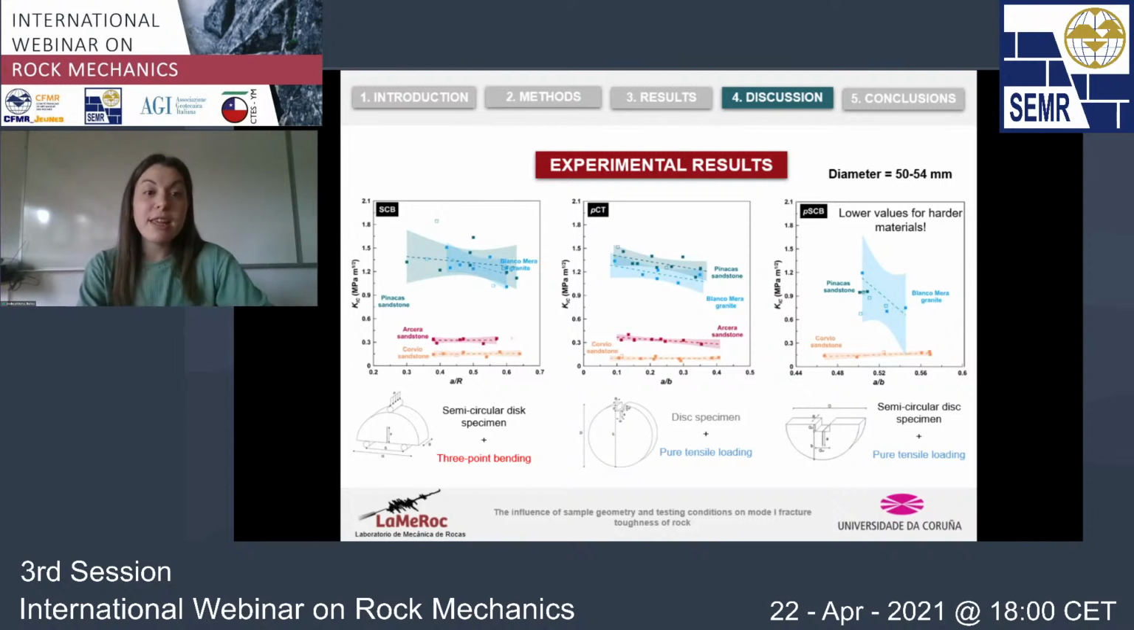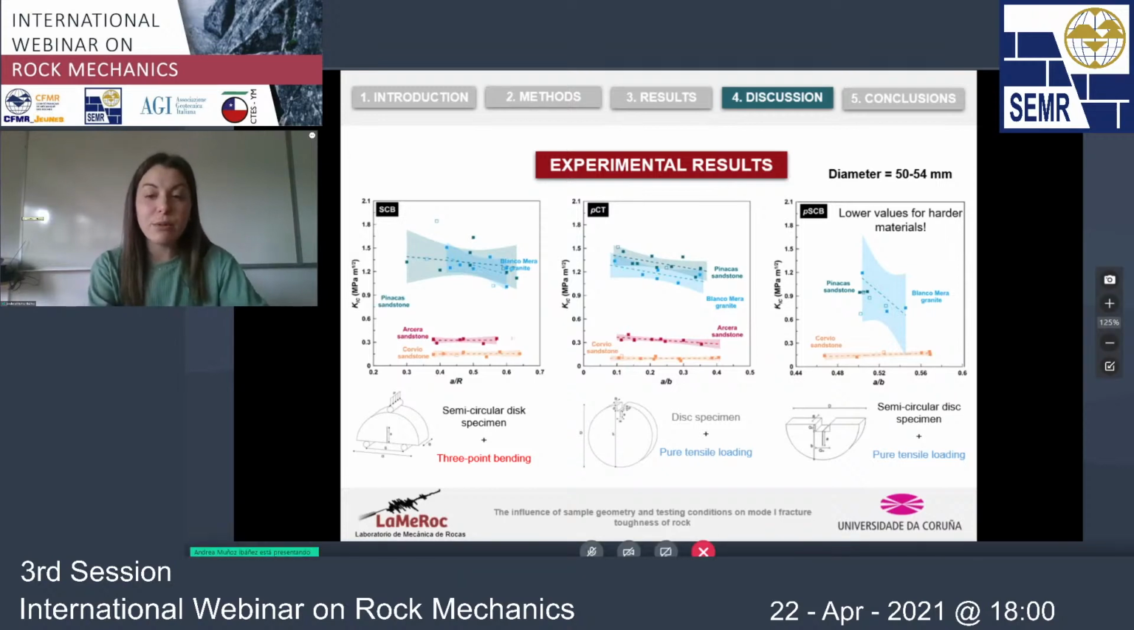I'm only plotting here, for the SEV and the PCT, the values for the 50 millimeter diameter samples to compare them to those of the PSEV. But we observed that the values seem to be lower, at least for the hardest materials, the Pinaca sandstones and the Blanco Mera granite, and comparable in the case of the Corvio sandstone. Leaving this aside, the reason could be that we have a shorter ligament length in this case than in the other two cases. So for this reason, the results might be lower.